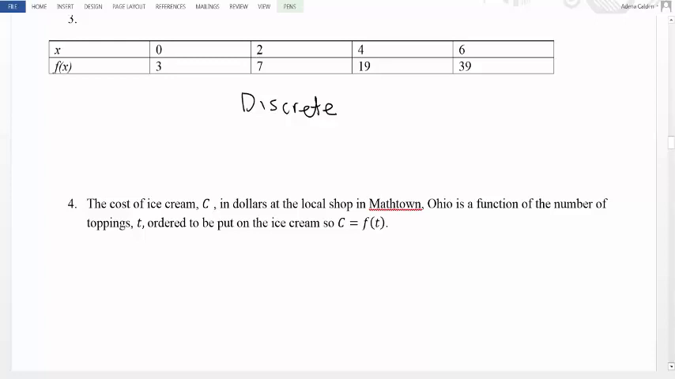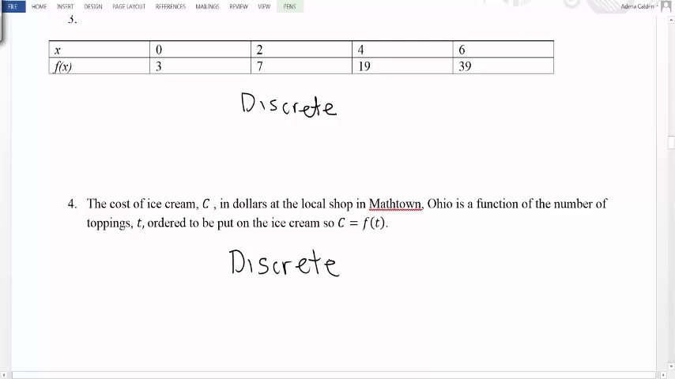If you choose M&Ms and Oreos, then the number of toppings is 2. It doesn't make sense to have 1.5 toppings or 1.111 toppings because as soon as you choose a second topping, T becomes 2, which means that the values that T can take on have to be integers. Things like 0, 1, 2, 3, 4, 5. Since it doesn't make sense to have values in between, again, this function is discrete.